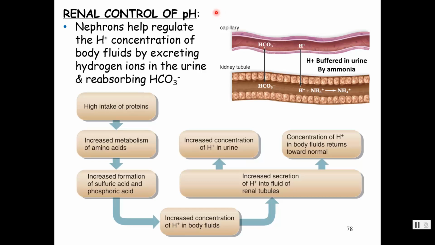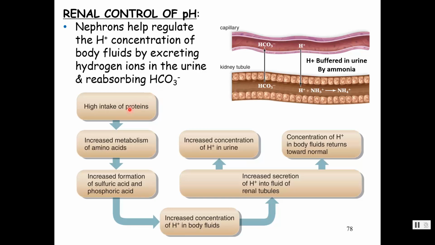So let's look at renal control of pH. We know it is the nephron's job to filter blood and make urine, and while they're doing this, they can regulate the hydrogen ion concentration of body fluids. Most of the time we are making acid, so the kidneys can excrete hydrogen ions into the urine. They're going to be buffered by ammonia, and the kidneys can also reabsorb bicarbonate.